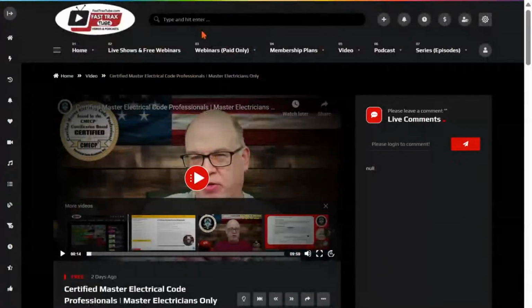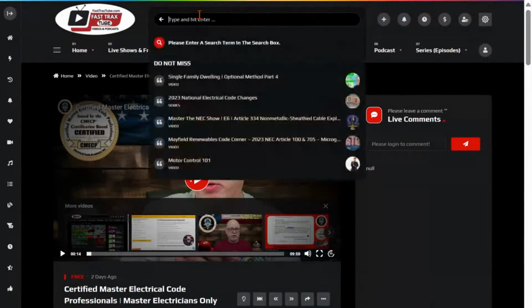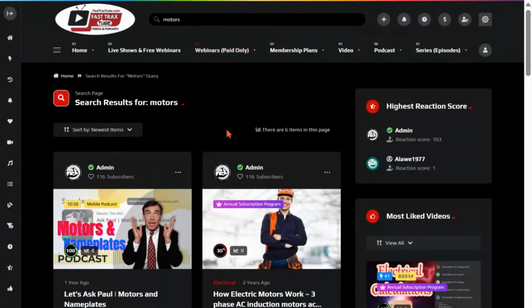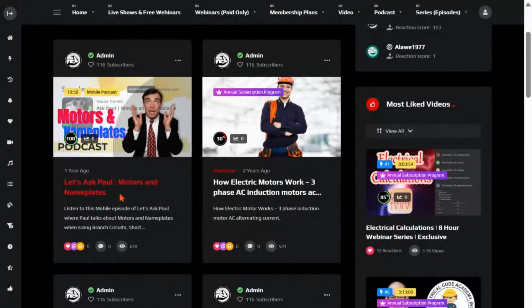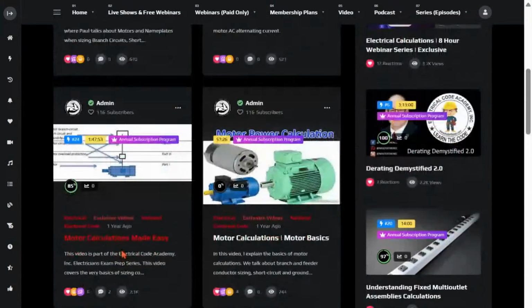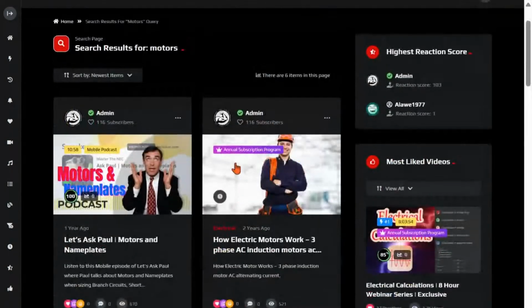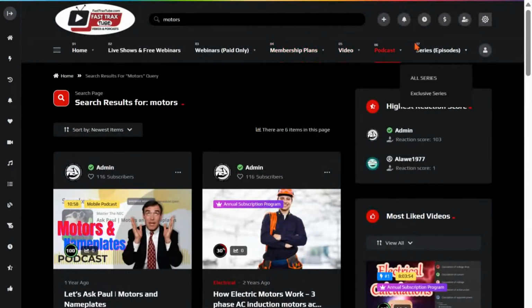Also, there is a search feature right here. People ask us about the search feature. For example, I might put in here motors, and then hit enter. And it'll bring back results. Let's ask Paul on motors. This has to deal with an episode on motors with swimming pools, spas, and hot tubs. All this kind of stuff is available on here.